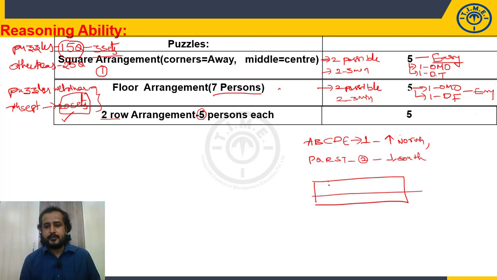So this will be our arrangement. 3, 4, 5. So people facing south, people facing north, because they are facing each other. And it is a 2 parallel row arrangement, 5 persons in each row. So this kind of arrangement is given, and 5 persons each. And again, clues are given in order, even for this question also.